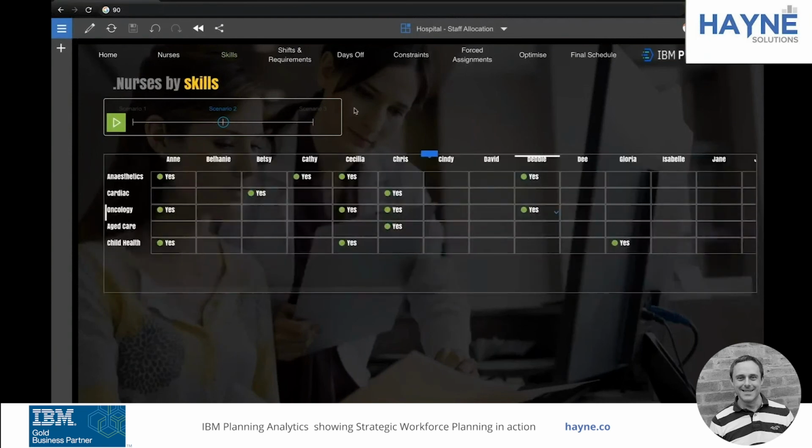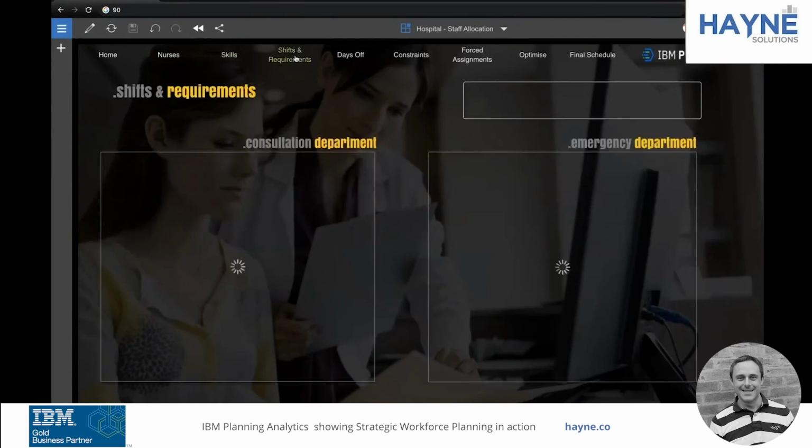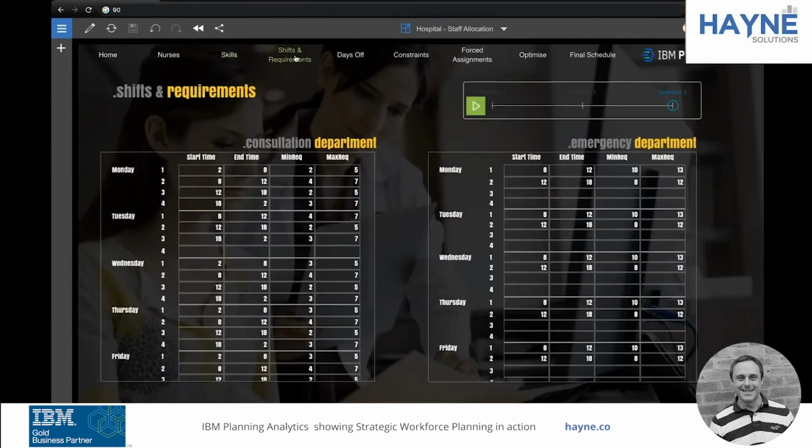The next part we would then want to look at is the shifts and the requirements. So this tab shows the buckets that we're trying to allocate the nurses to. So we've got two tables looking at different departments, the consultation department and then the emergency department. And these are then broken down into day and then by shift. For each shift, we have the start time, the end time, and the minimum maximum required nurses.